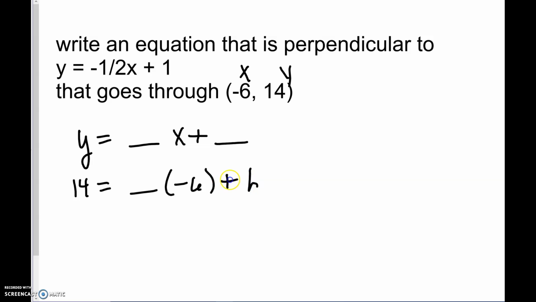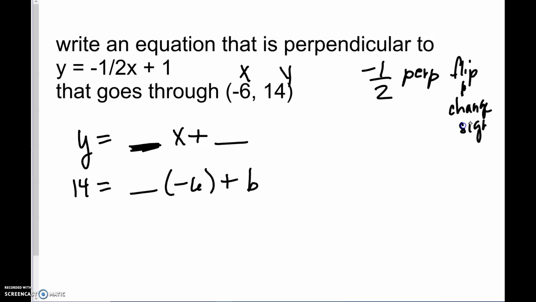Now, why I'm hesitating or not filling this in right now is because my slope, remember perpendicular slopes. If this slope is negative 1/2, the perpendicular one, two things have to happen. You have to flip it and change signs. So if this one is a negative 1/2, the new one has to be a positive, and we flip this. So instead of 1 being on the top, the 1 goes on the bottom. Instead of the 2 going on the bottom, the 2 goes on the top. Well, 2 divided by 1 is 2. So this slope of the perpendicular line is 2.